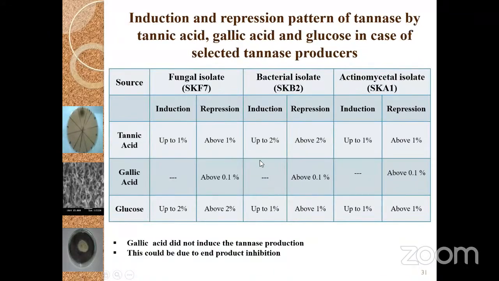Then again, we have studied the induction and repression pattern with respect to tannic acid, gallic acid, and glucose with the help of an extensive literature survey. So it was found that gallic acid did not induce tannase production, and this is because of end product inhibition also. But tannic acid supports the induction of tannase production. In case of the fungal isolate, it can induce the production up to 1%. In case of the bacterial isolate, it can induce the production of tannase up to 2%. And in case of the actinomycetal isolate, it induces tannase production up to 1%.